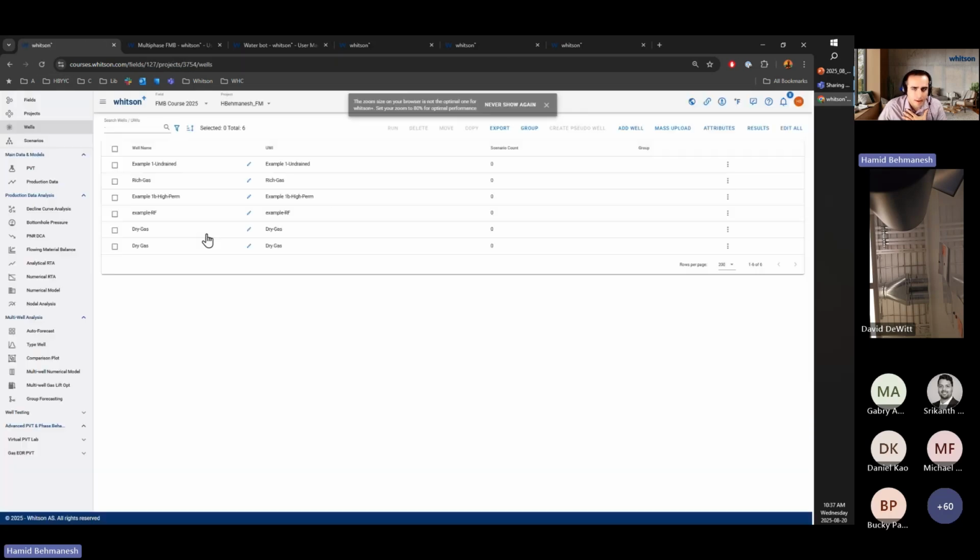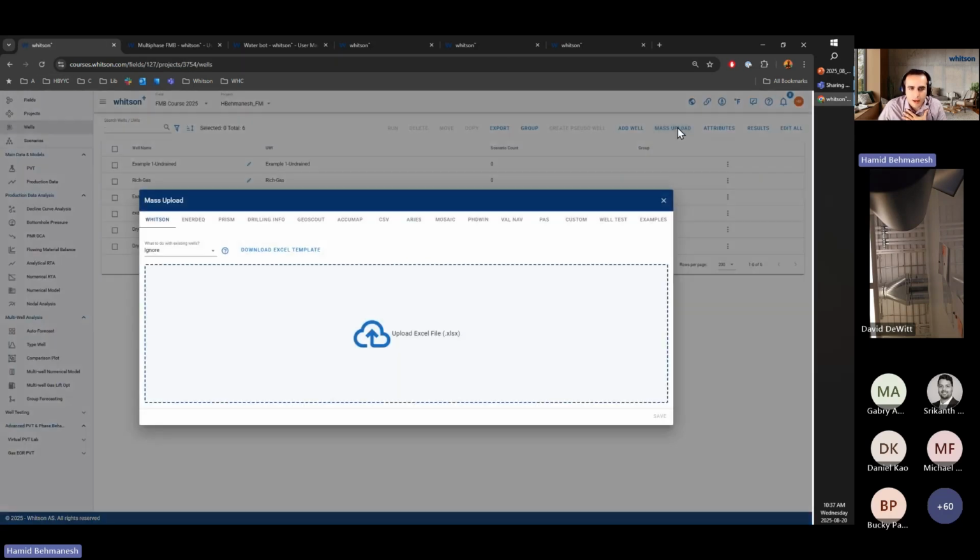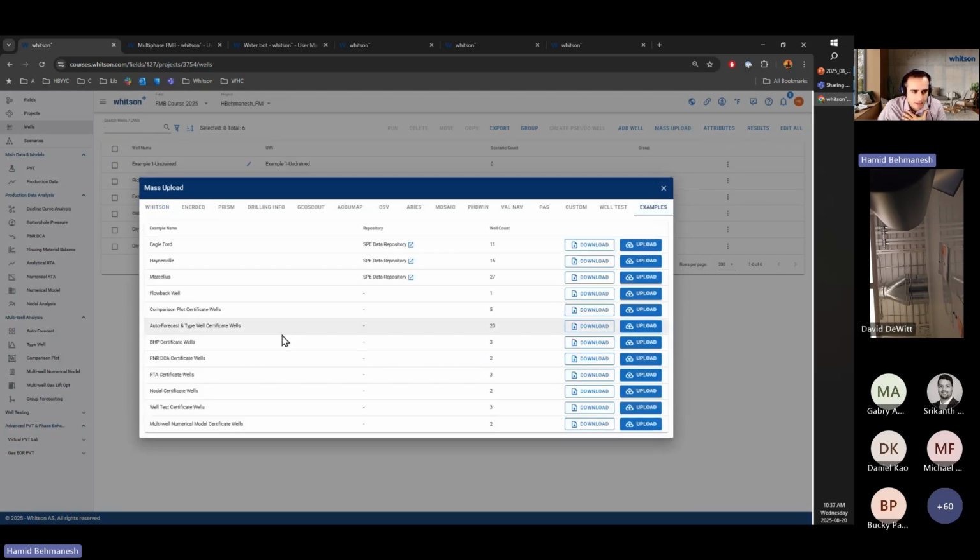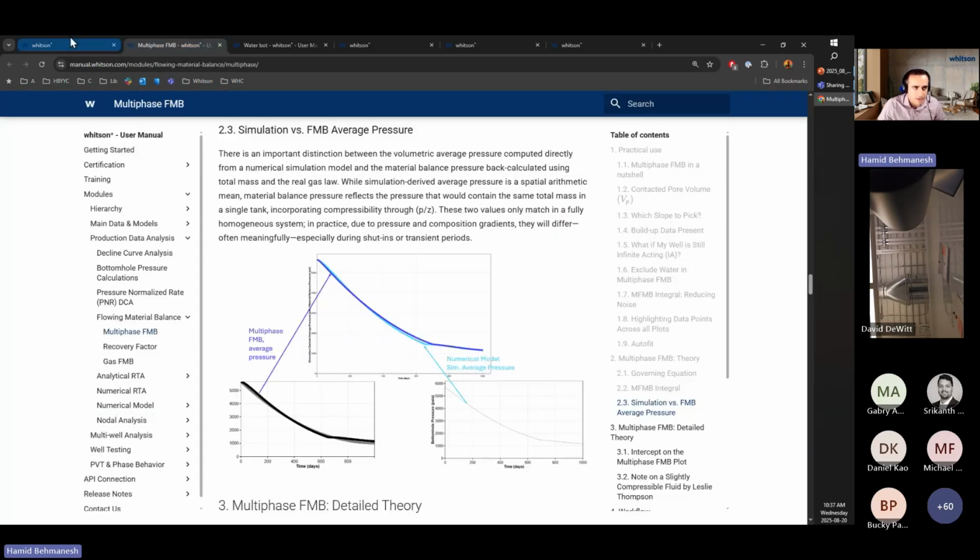I refresh it. Okay, didn't happen. I'm going to try it one more time. Mass upload, example, RTA certificate, upload. The question is, could I use multi-phase FMB for dry gas production, or should I use only gas? As you see, both of the methods yield the same result.